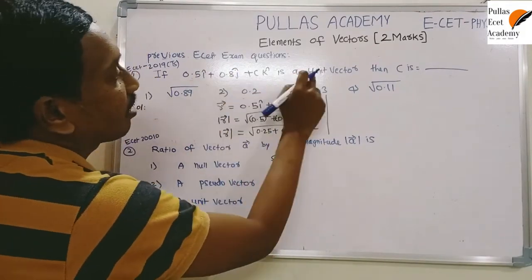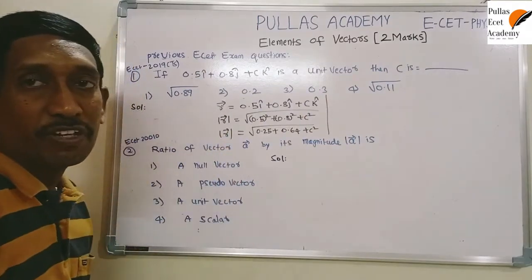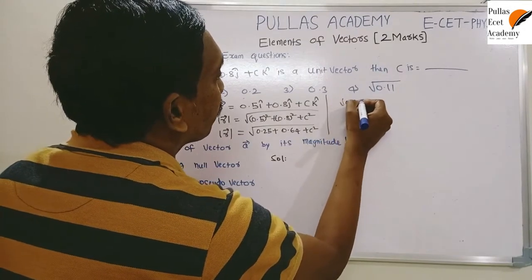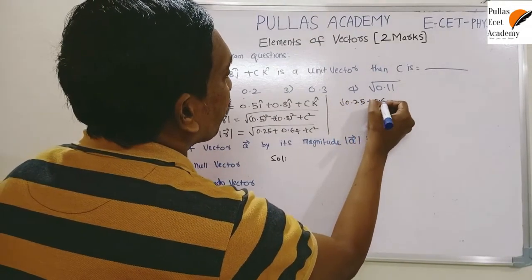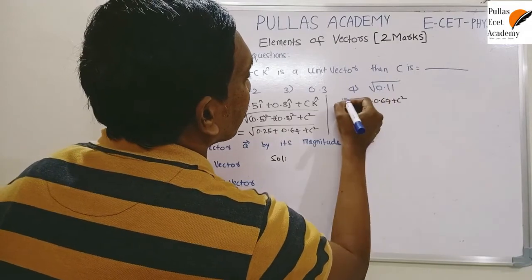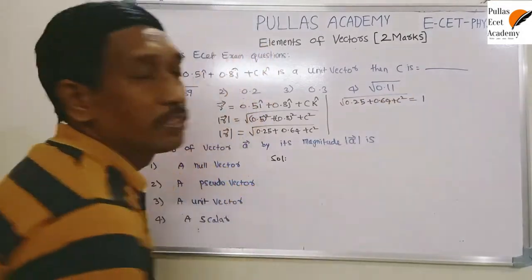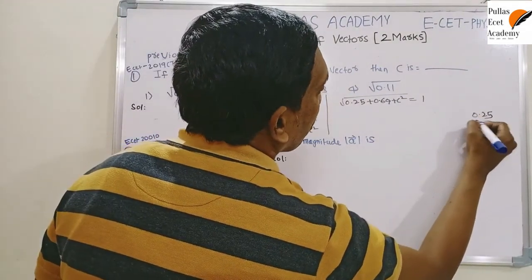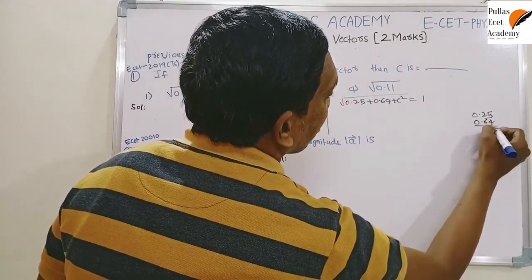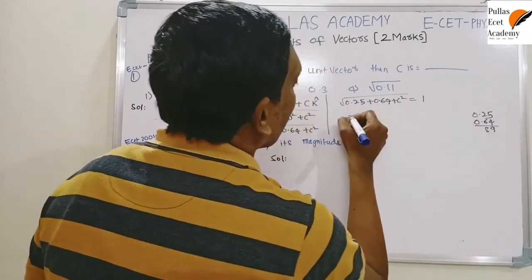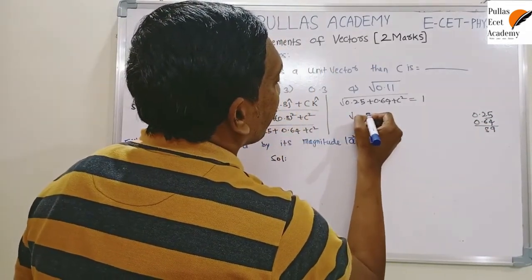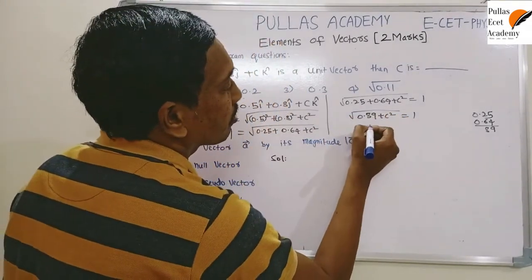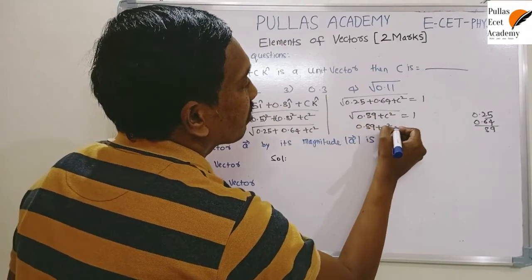So this given vector is a unit vector, which means its magnitude is 1. That's why under root of 0.25 plus 0.64 plus c square is equal to 1. Before squaring, 0.25 plus 0.64 is 0.89. That means under root of 0.89 plus c square is equal to 1. Squaring on both sides, you get 0.89 plus c square is equal to 1.